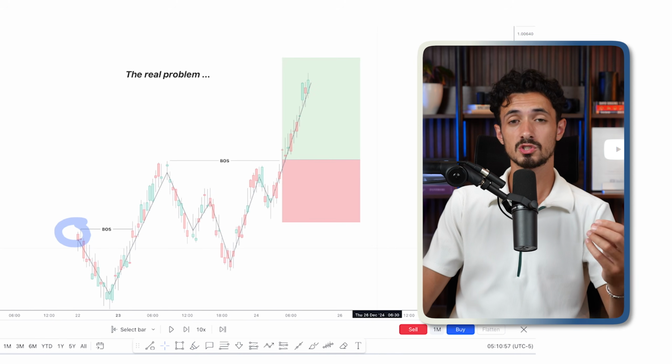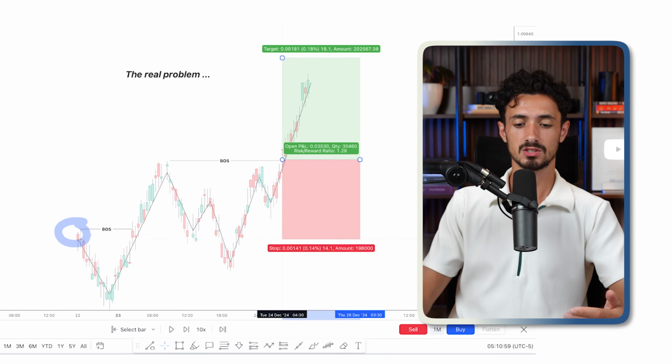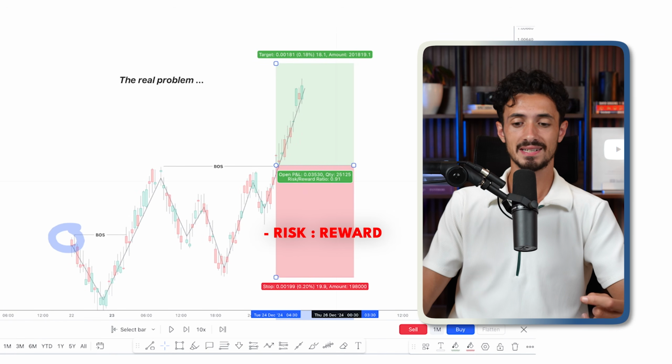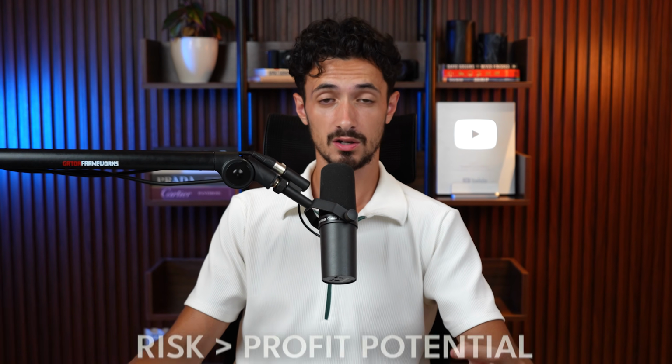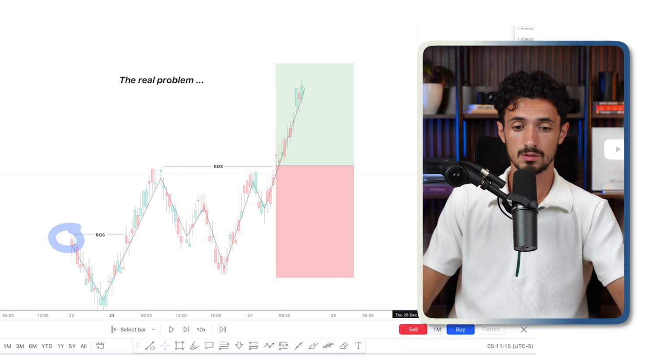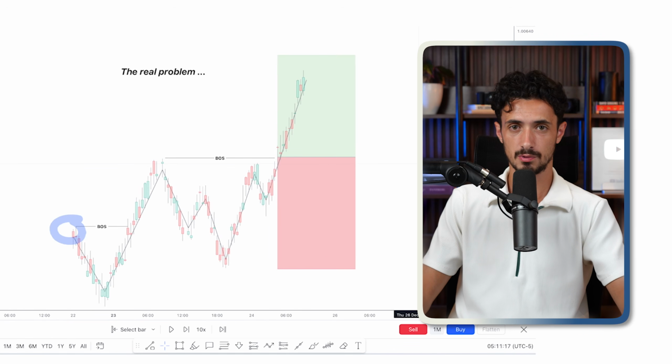Or worse, what some people do is they'll extend their stop loss all the way down to the swing low down here and then have a negative risk to reward, which simply means they are risking more than they could possibly win, which is pretty much a recipe for disaster. So how can we look at solving this problem?